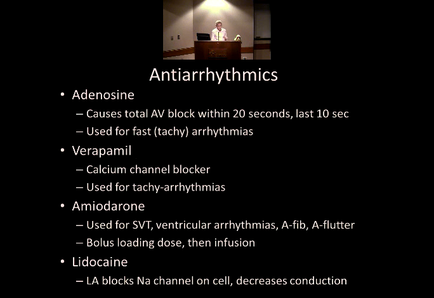So adenosine is going to cause an AV block. The AV node is the place in the heart that the beat from the atria goes through to the ventricles. If we can stop that AV node, you can stop that heart rate. It's used for fast arrhythmias like SVT. You have to slam it in there quickly because it's so short acting. Starts acting within 20 seconds, lasts 10 seconds.